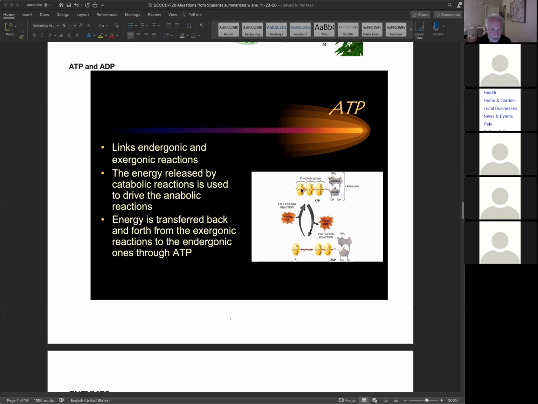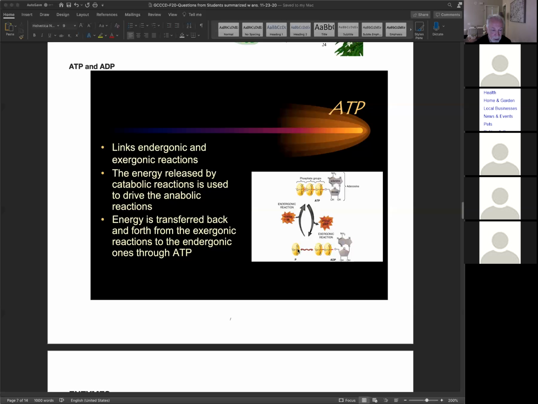And the bond between the third and the second phosphate groups is a very high energy bond. So when this bond is broken, energy is released. And that's why ATP is the energy currency of the cell. If a reaction needs energy, ATP allows one of its most external phosphate bonds to be broken to release the energy that is needed for the reaction.